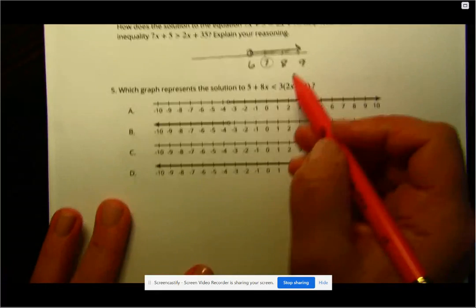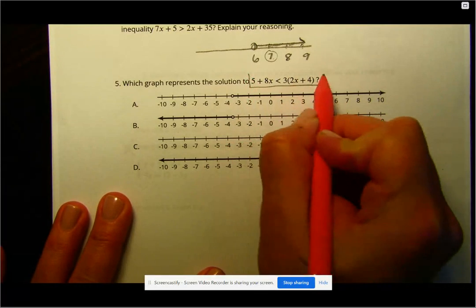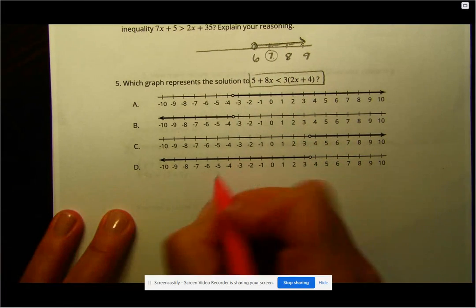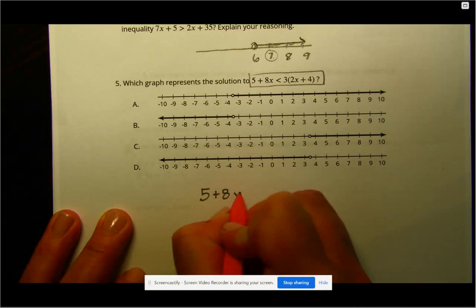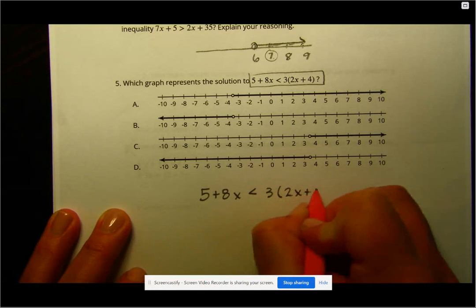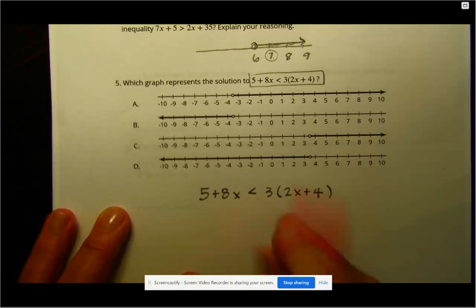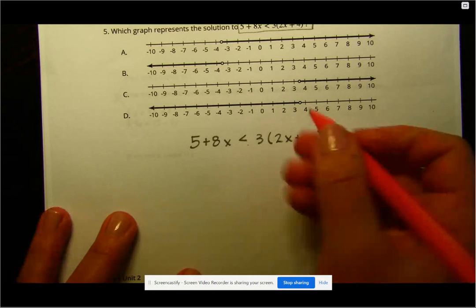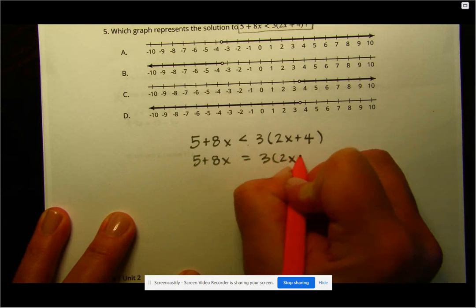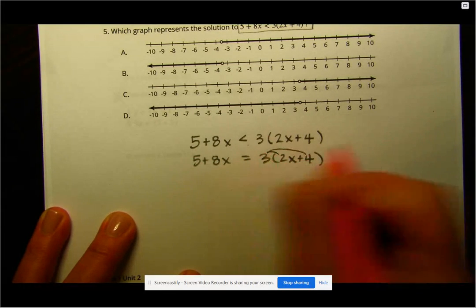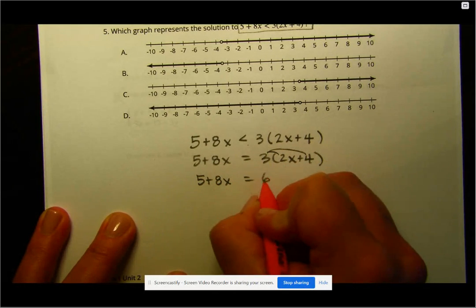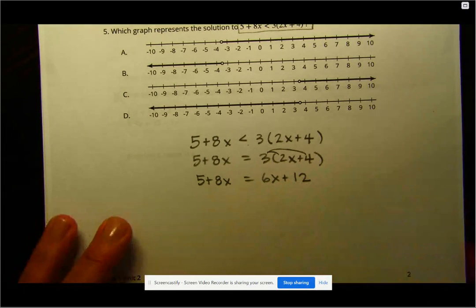All right, another one. The equations aren't the easiest, but you guys can handle it. Okay, which graph represents the solution? Well, I'm going to simplify it. Instead of solving the inequality, let's solve the related equation. So let's replace that with an equal sign, and then let's distribute. What value of 5 plus 8x will equal 6x plus 12? Okay, let's solve.